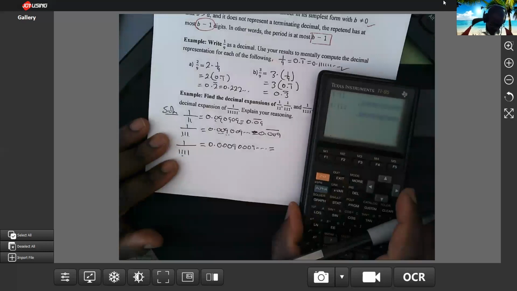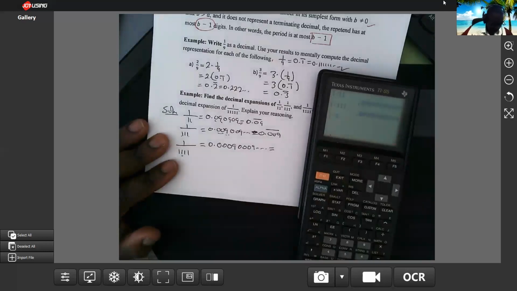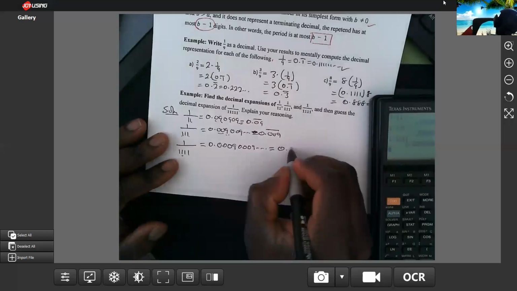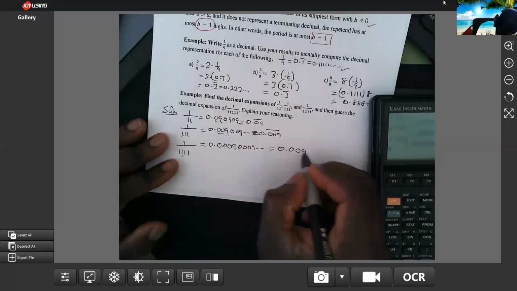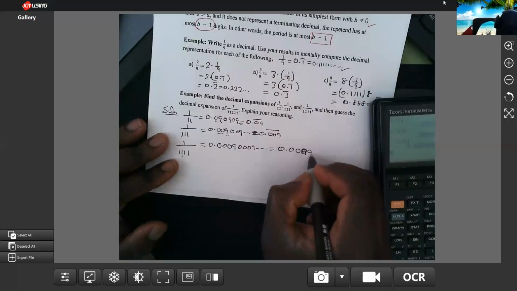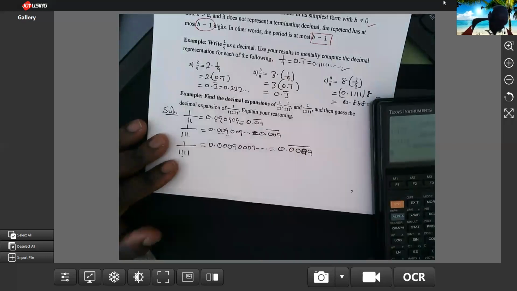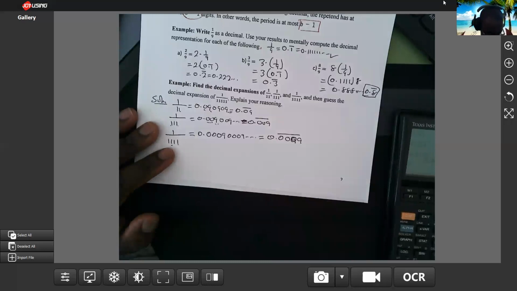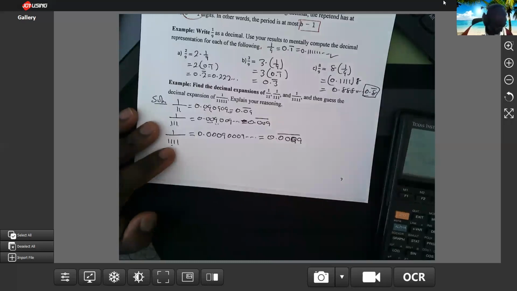Let's use the calculator to check. So you get 1 divided by 1111. Okay, 0.0009, 0009, 0009 in that order. So you guessed this was right.